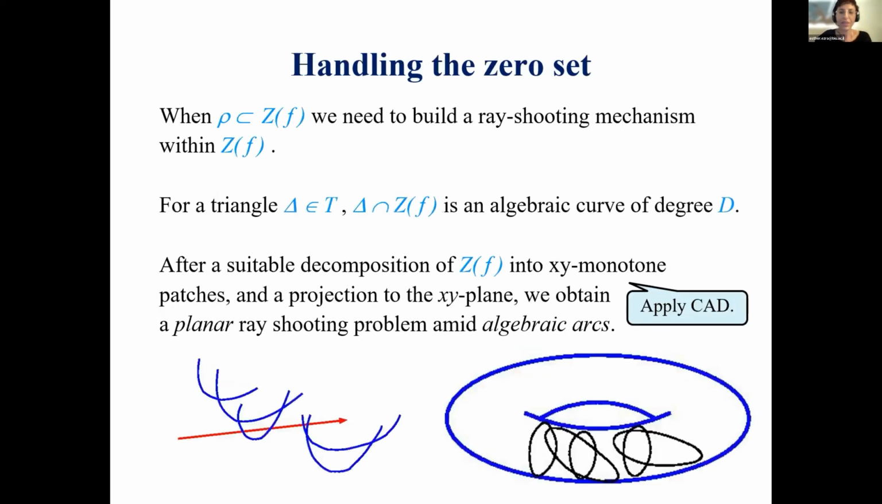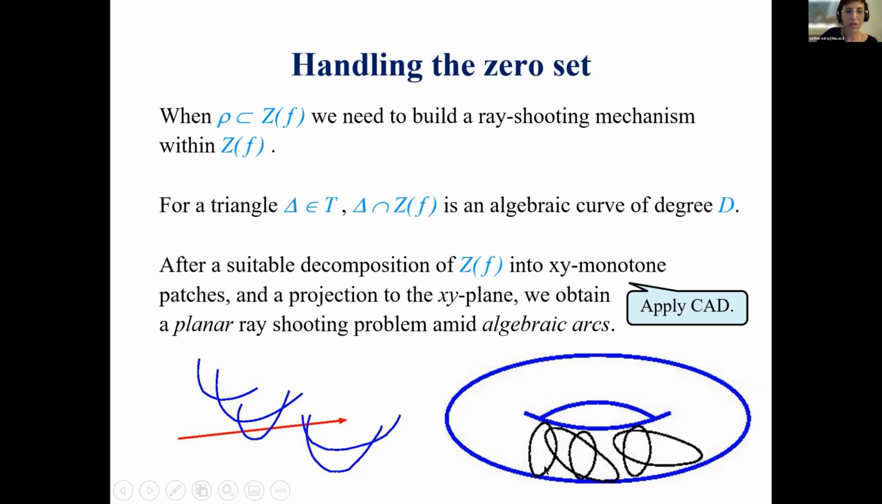And the handling of the zero set: if the query ray lies inside the zero set, what we did is just to reduce this problem to a 2-dimensional ray shooting problem. After a suitable decomposition of the zero set into XY-monotone pieces, we had to apply what is called cylindrical algebraic decomposition, and project each portion to the XY plane.